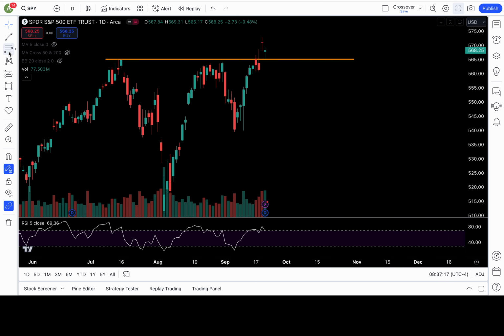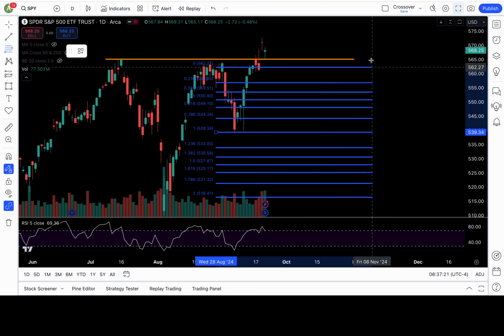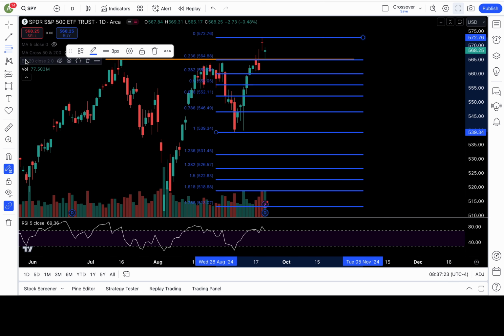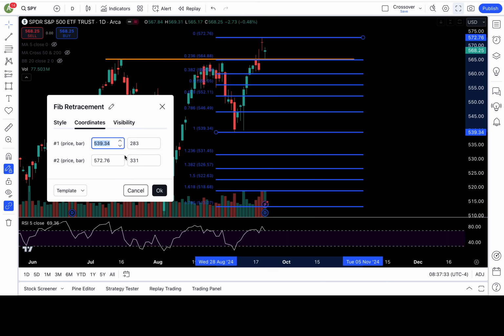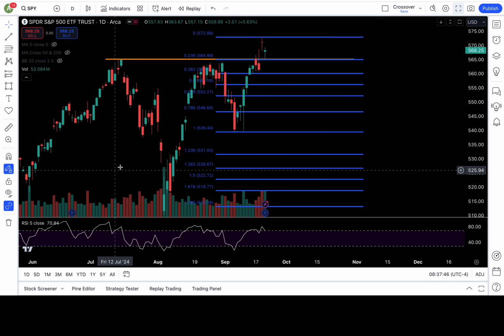All right, guys. Now let me give you some short-term levels to pay attention to. Okay, you guys see what I just did there? So I go to the previous low. The previous low I was looking at was September 6th. That was at 539.44. Yep, so I'll make sure the coordinates are correct. And then I got all-time highs at 572.88. Okay, and now we got some shorter term levels that we can pay attention to.